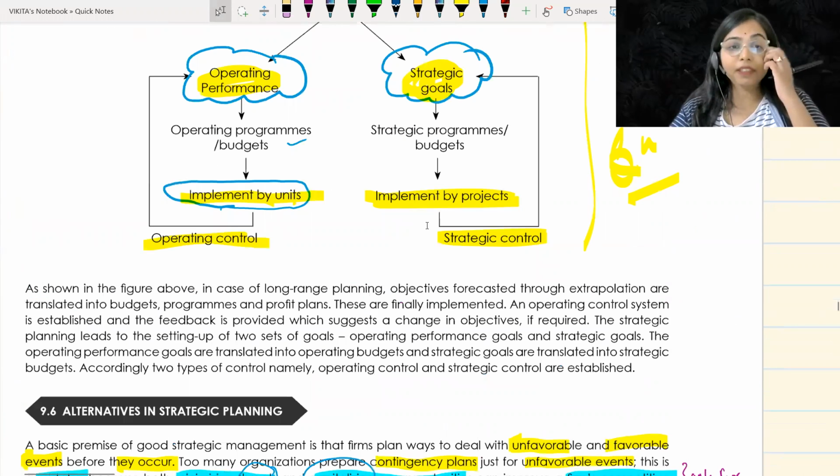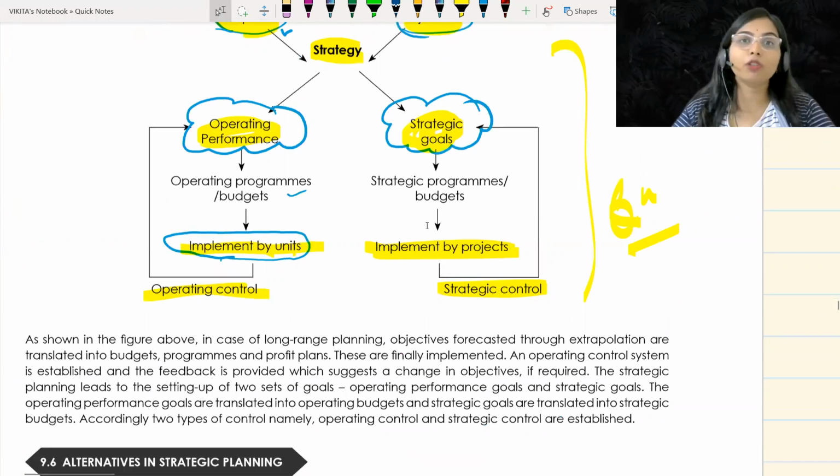Okay, let's keep it for this much. And in the next class, we'll read about contingency planning. What are the alternatives of contingency planning? And we'll end up the chapter very soon.